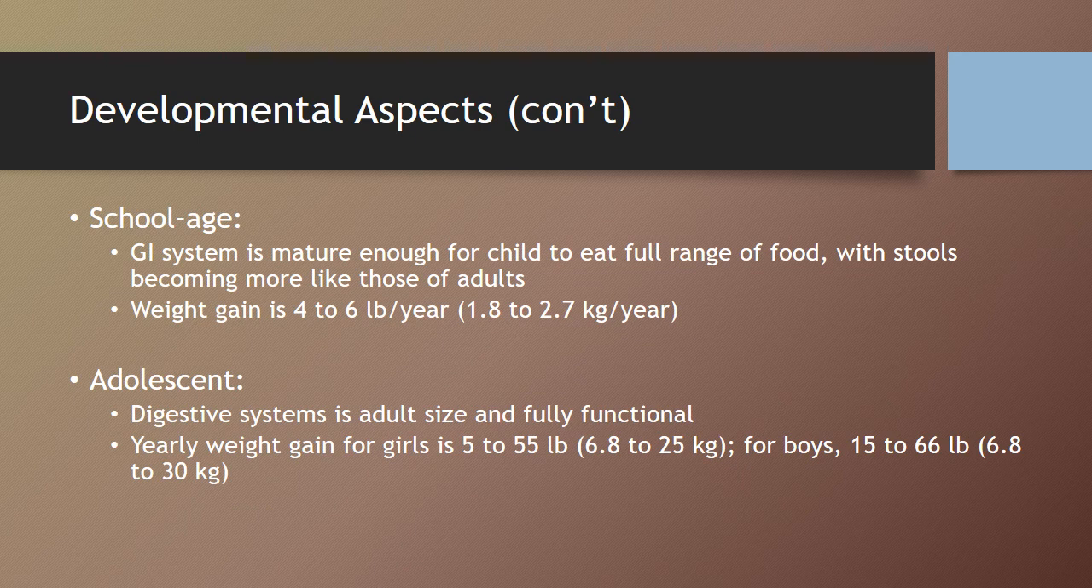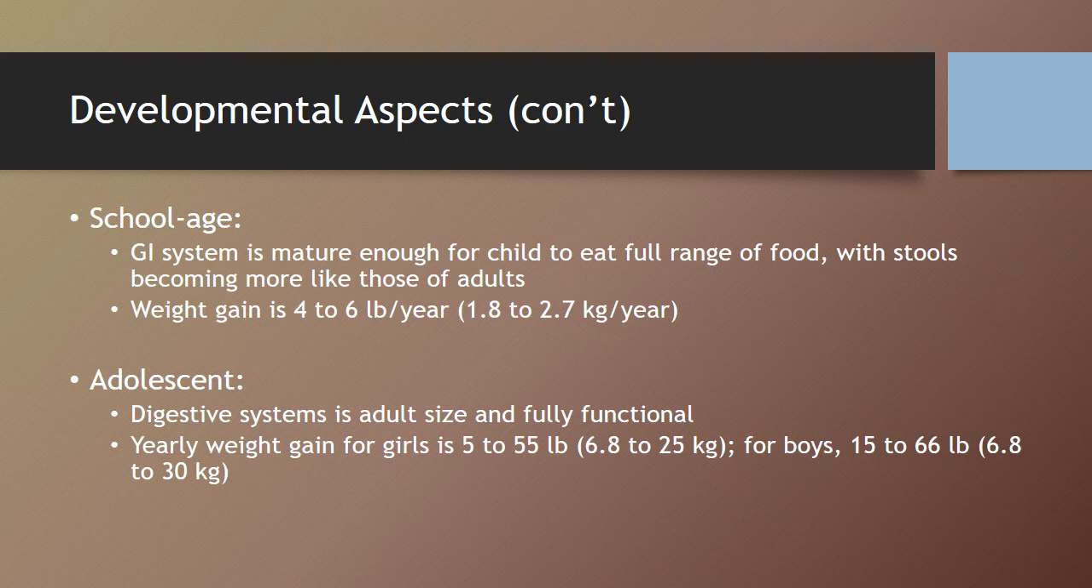School age, the GI system is mature enough for the child to eat a full range of foods. Whether or not they will is another story. And then their stools will become more like those of adults, so less frequently throughout the day. And their weight gain is also about 4 to 6 pounds per year.